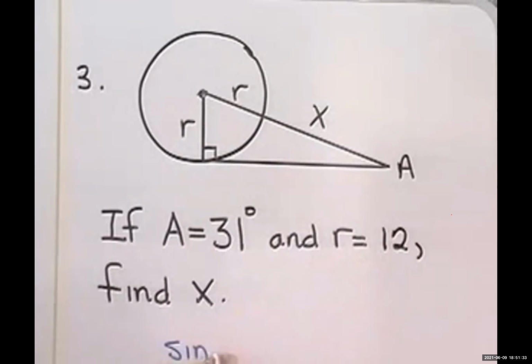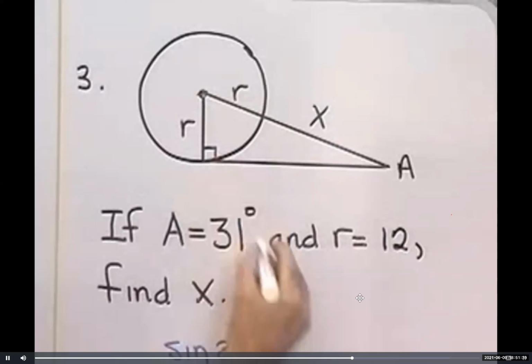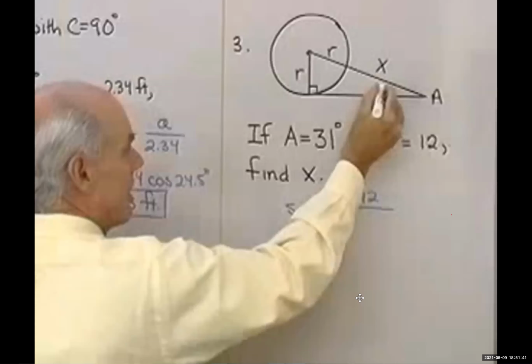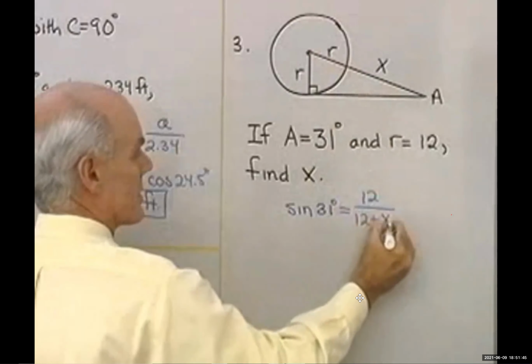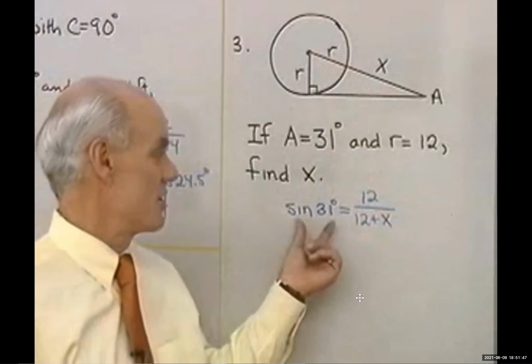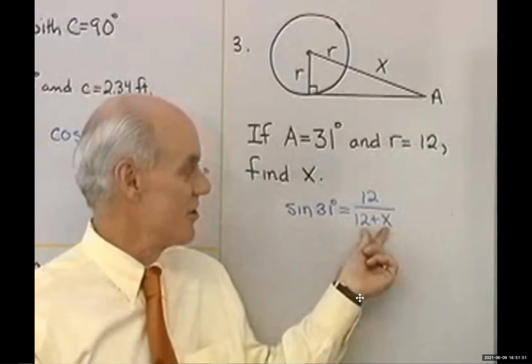The sine of 31 degrees is equal to the side opposite, which is 12, divided by the hypotenuse, which is 12 plus X. So here I have this equation, sine 31 degrees is 12 divided by 12 plus X. I need to solve this for X.